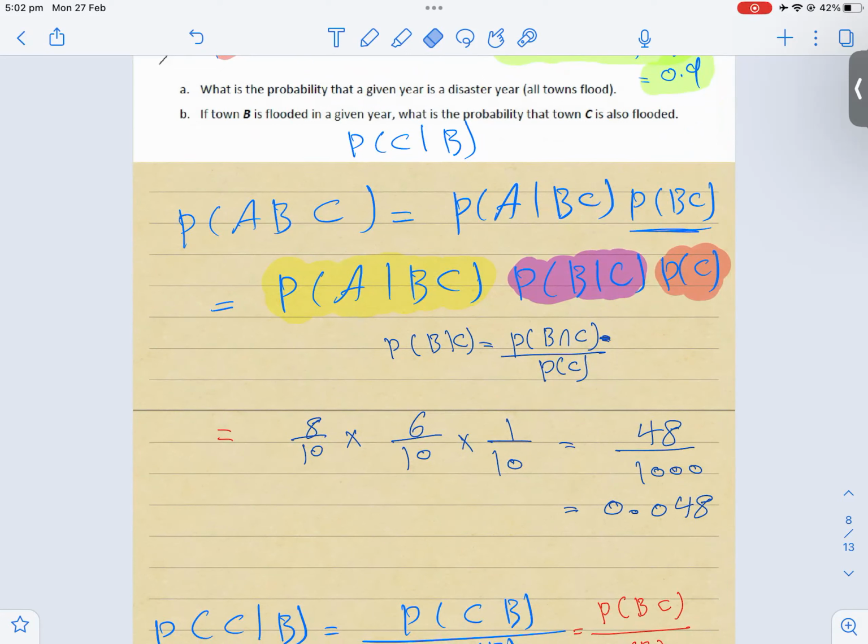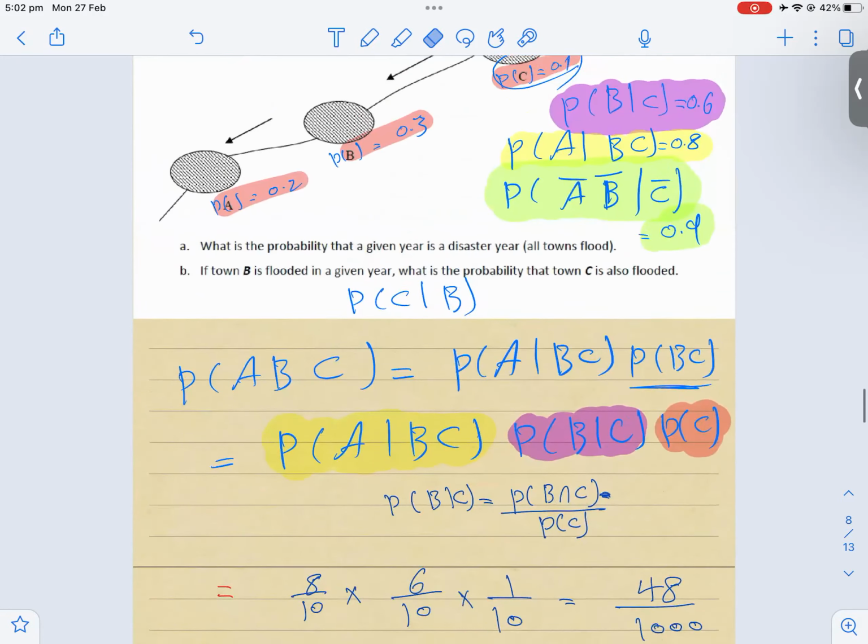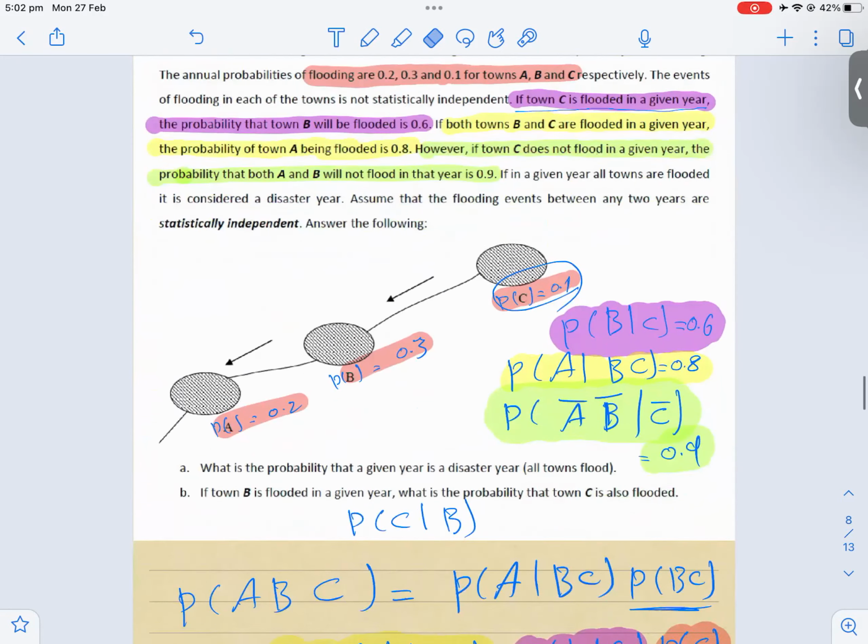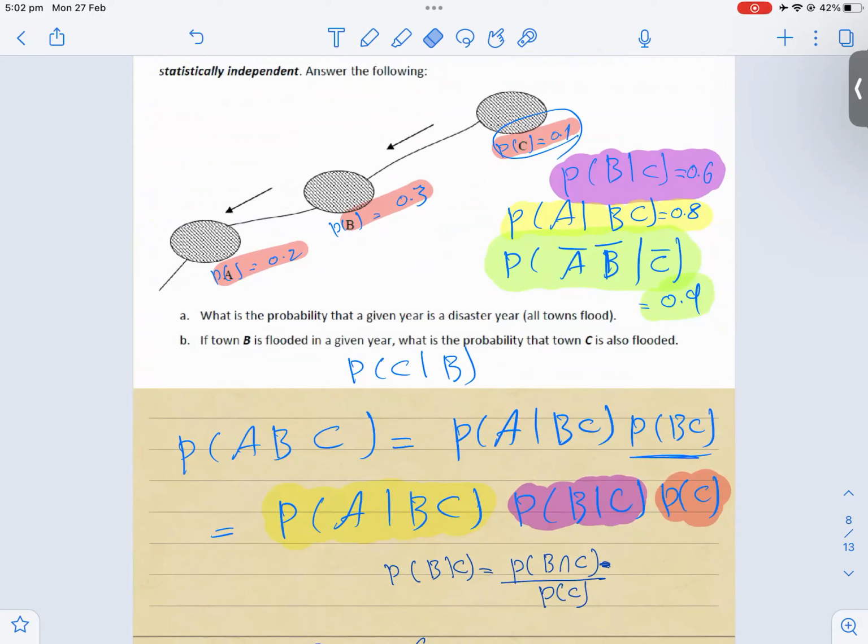Do you have a question about this? Any question about this part? Okay, so now let's do the second part.